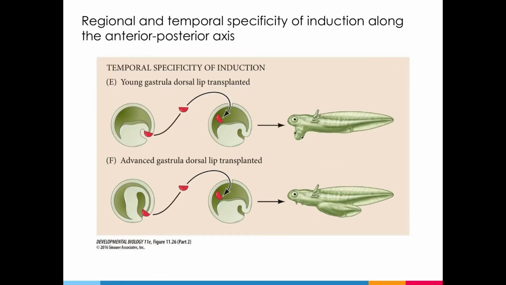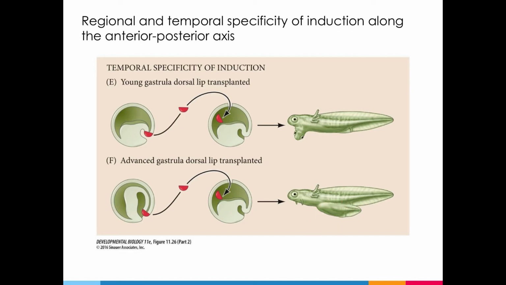Recall that the identity of the dorsal blastopore lip changes over time as the more anterior structures begin to involute during gastrulation. So if you were to transplant a dorsal blastopore lip from an early gastrula from one salamander to another early gastrula, you would end up with a salamander that has a secondary head. Whereas if you were to transplant the blastopore lip from a later or more advanced salamander gastrula to an early salamander gastrula, you would end up with a salamander that has a secondary tail.